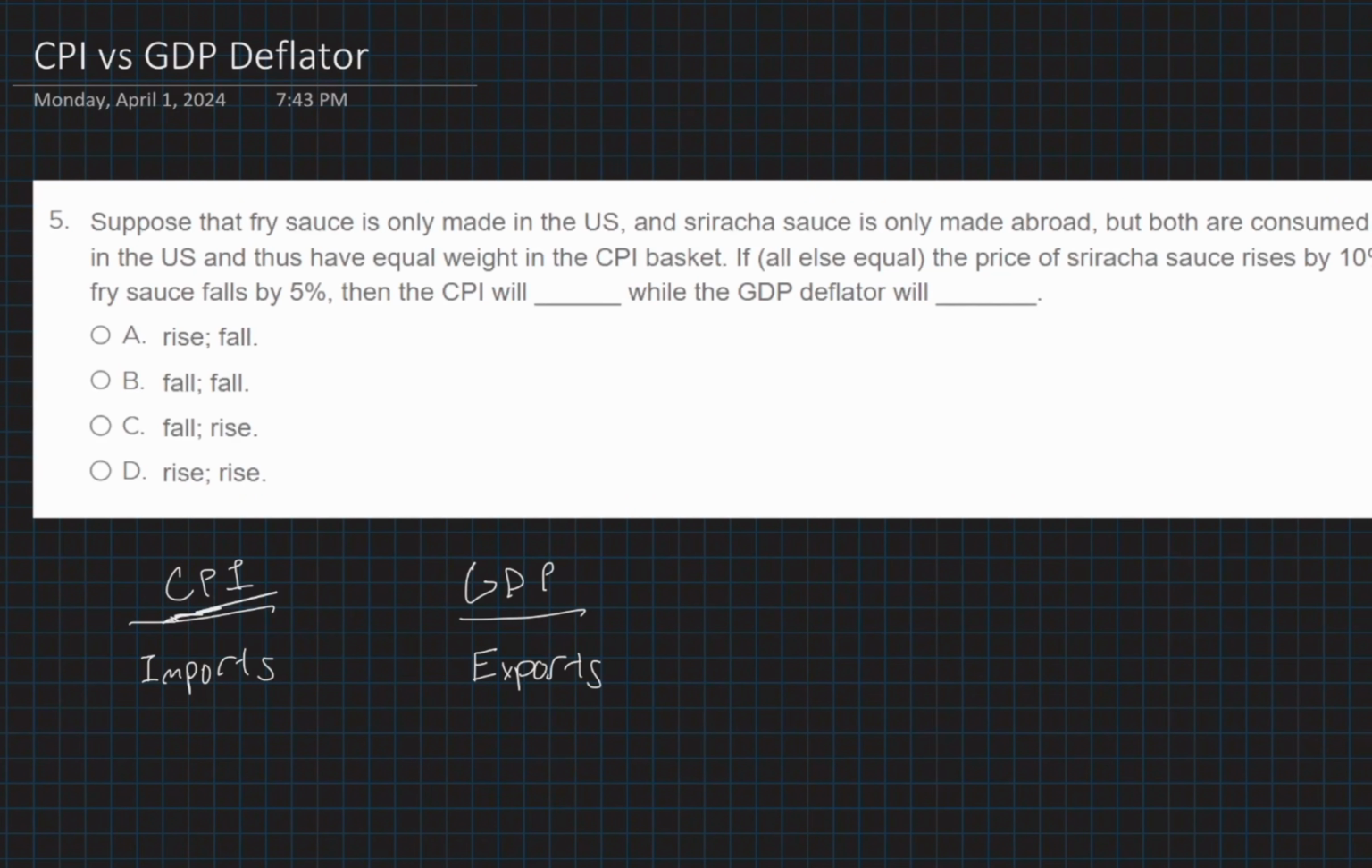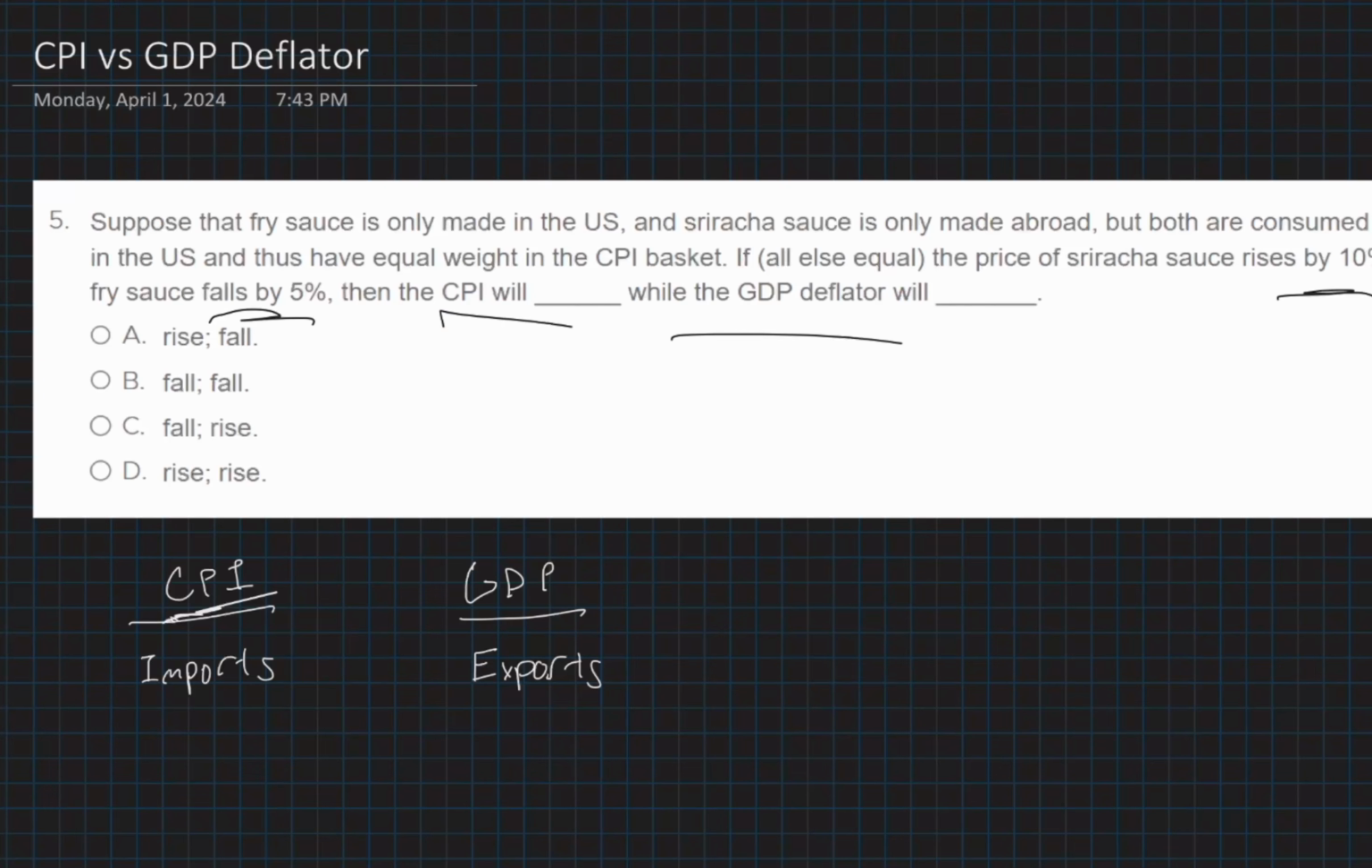So let's look here. It says only made in the U.S. is fry sauce, and Sriracha sauce is only made abroad. Both are consumed in equal amounts in the U.S. and have weight in the CPI basket. All else equal, the price of Sriracha sauce rises by 10%, but the price of fry sauce falls by 5%. The CPI will blank while the GDP deflator will blank.